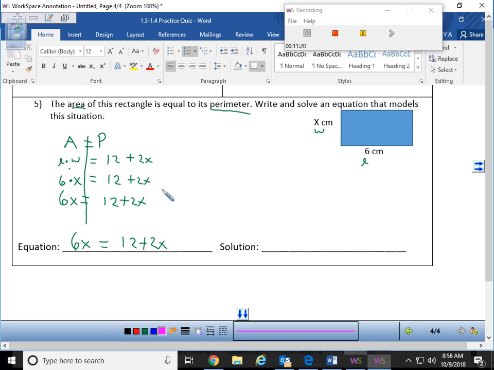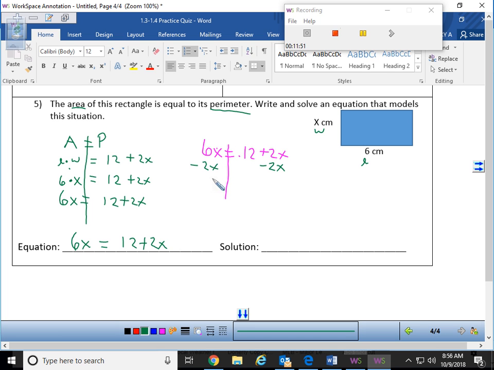All right, so let's recopy our equation, and now let's figure out what the solution is. So I have 6x is equal to 12 plus 2x. All right, now what am I going to do next? The next thing I'm going to do is eliminate the weaker variable. Which one is weaker? Yeah, the 2x is weaker than the 6x, so I'm going to subtract a 2x from both sides.